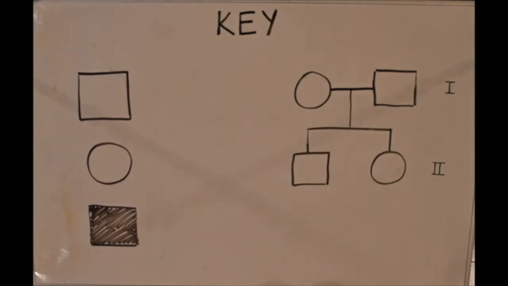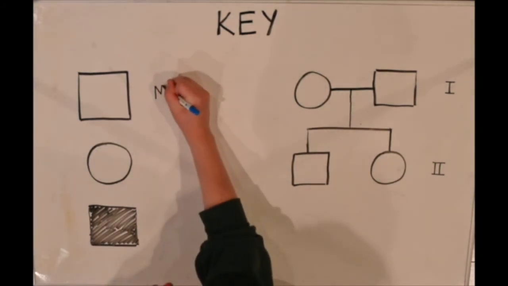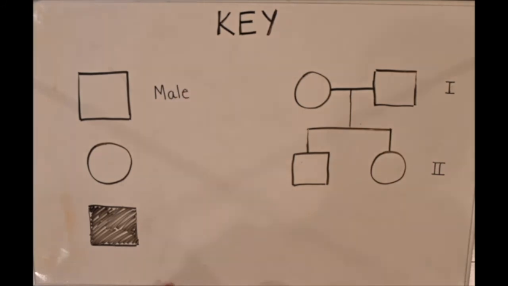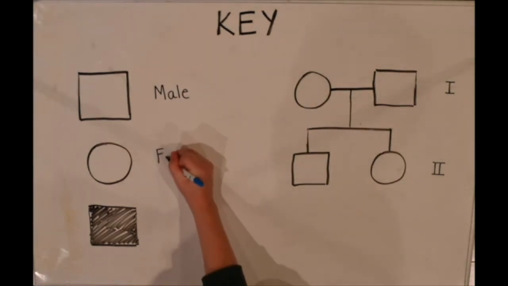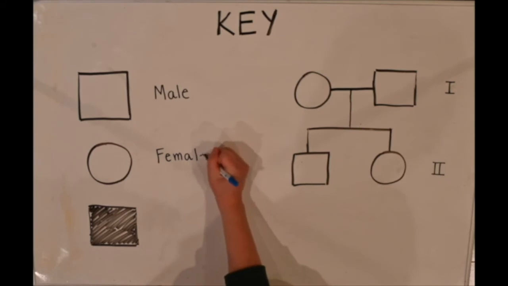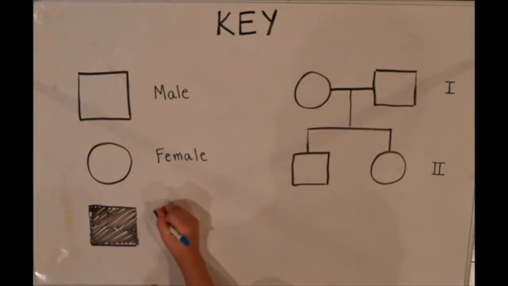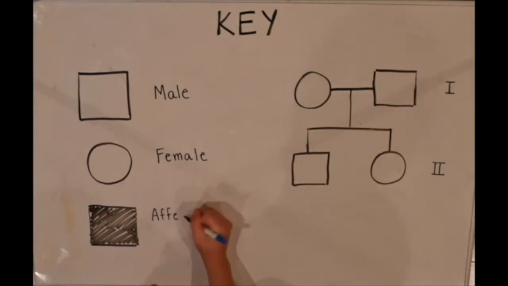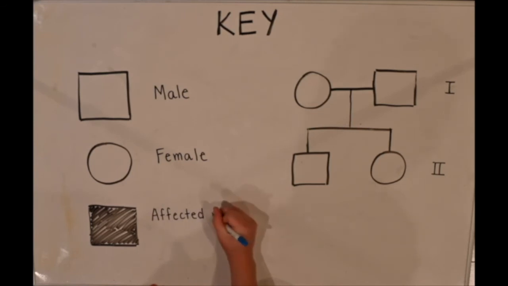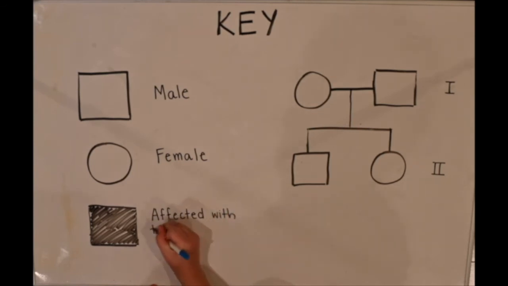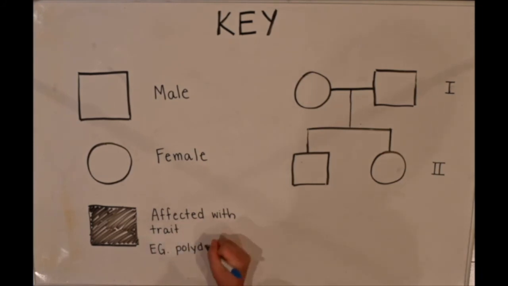And the symbols on this key are pretty universal. You'll probably see the same symbols carried throughout other pedigrees when you're in biology. But a square denotes a male, a circle denotes a female. A filled-in circle or square indicates a family member that is affected with the trait in question. So in our case, a filled-in circle or square will mean that this cat is affected with the polydactyl trait and has some extra toes.